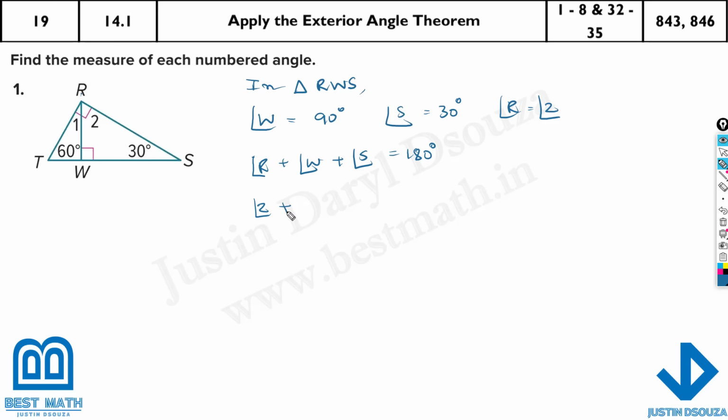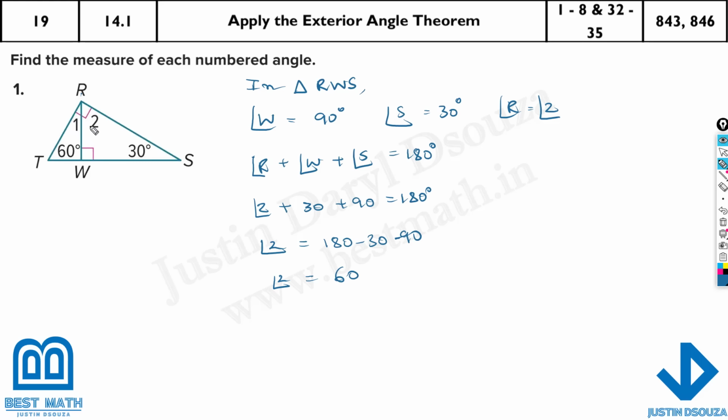So let's substitute the values. The measure of angle 2 plus 30 plus 90 is equal to 180 degrees. So you can just take it to the other side, leaving only angle 2 over here. Everything else goes to the other side, so it will be 180 minus 30 minus 90. That is equal to, you can just put it in the calculator and find it out, it's 60 degrees over here. So measure of angle 2 is 60 degrees. That is the first part.